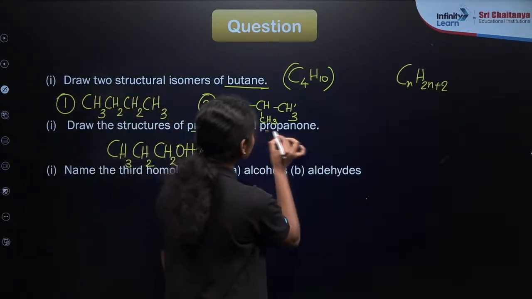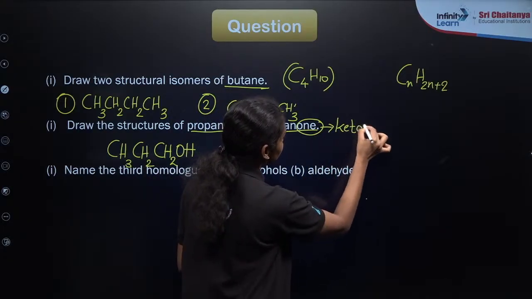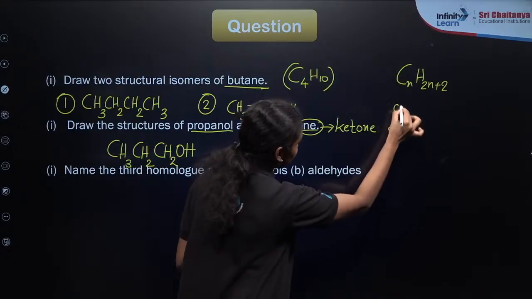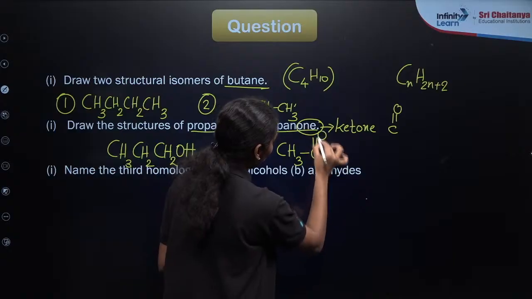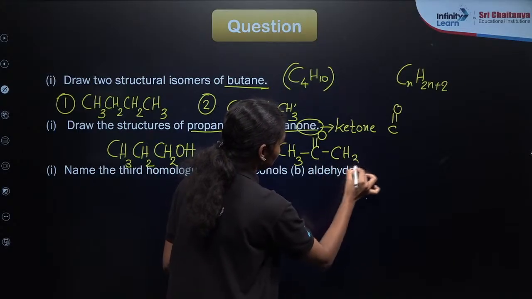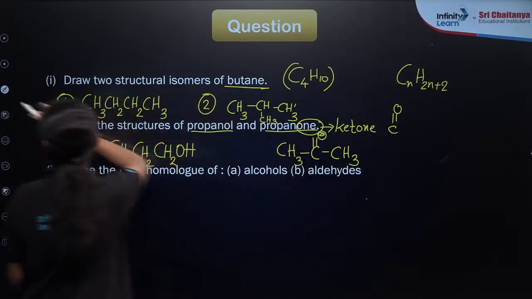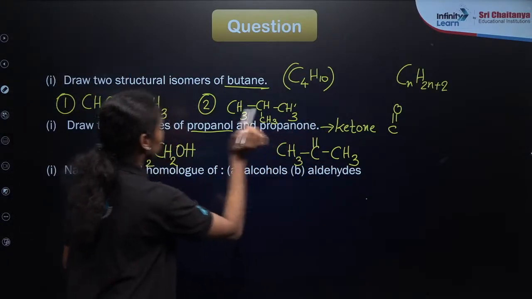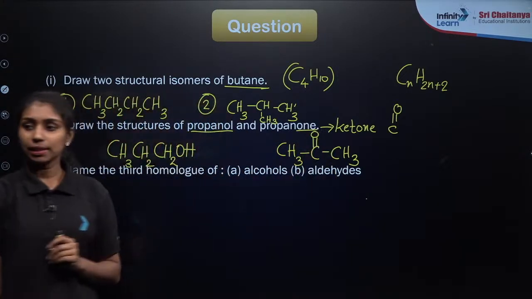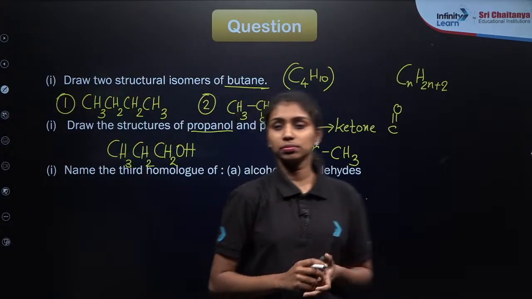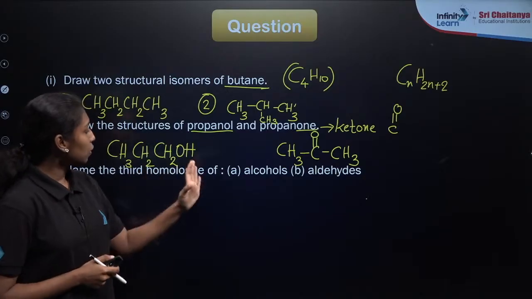Now, which is the functional group present in the case of propanone? The suffix -one means it will be a ketone group. Ketone has the functional group C double bond O, right? So this C double bond O is known as the ketone group here. So when we are writing propanone, 3 carbon atoms are present, right? So this is the structure of the propanone molecule given here. Is that clear? Is there any doubt in the structure of propanol and propanone?